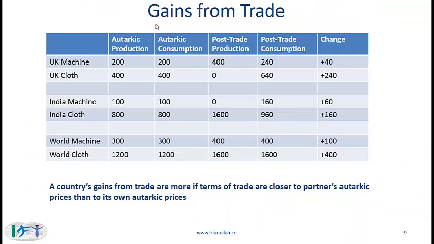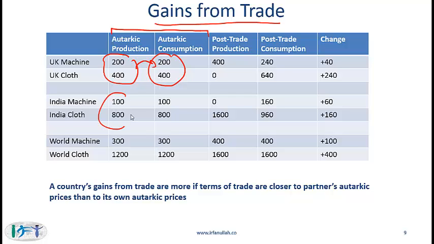This slide demonstrates the gains from trade. The curriculum gives a lot of detail and you can go over those details if you have time, but here is the main point. On the left, we are shown the autarkic production and autarkic consumption. This would be the production and consumption assuming no trade. And notice that in this scenario, everything that the UK produces is also consumed by the UK, and the same holds for India. The total production of machines and cloth is given right here, and again the production and consumption would be the same. In a post-trade world, notice what happens.